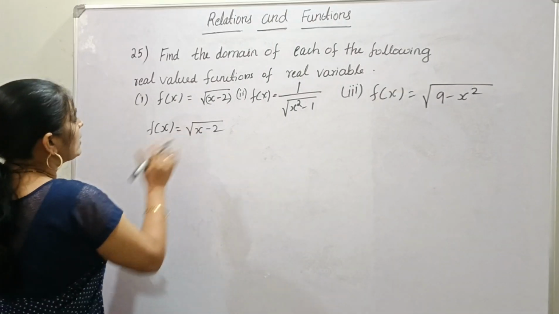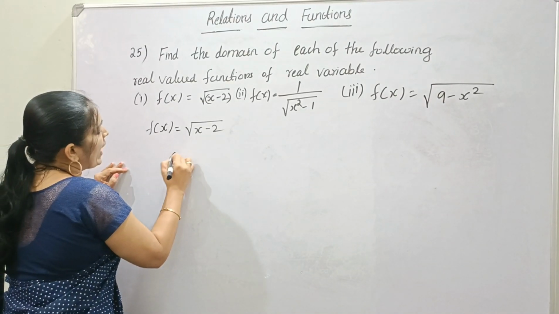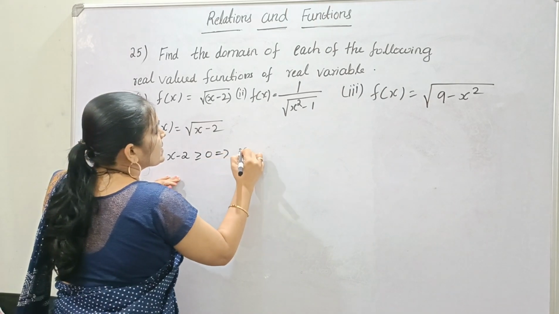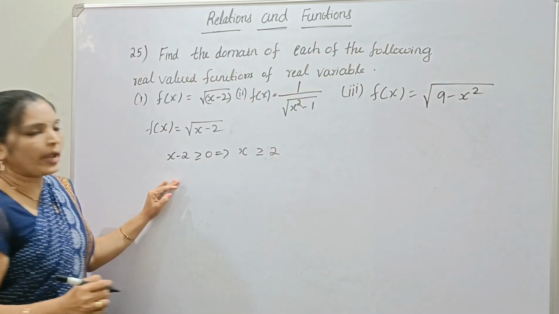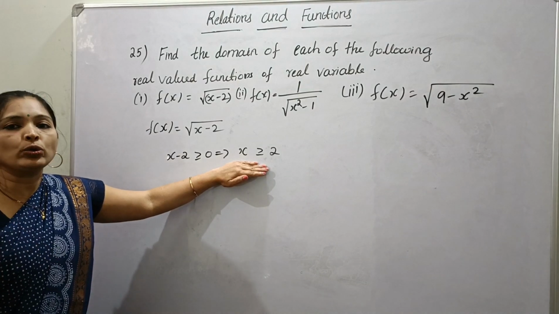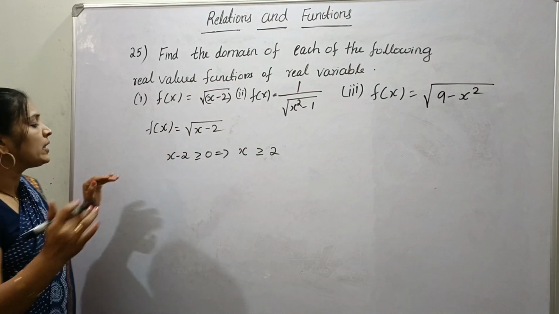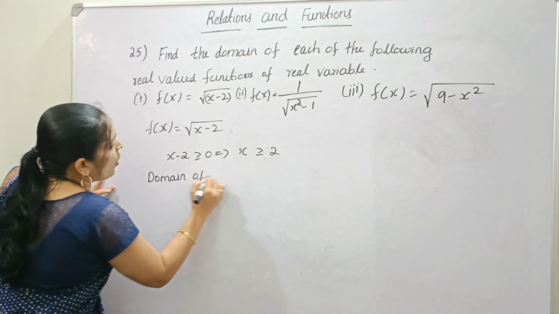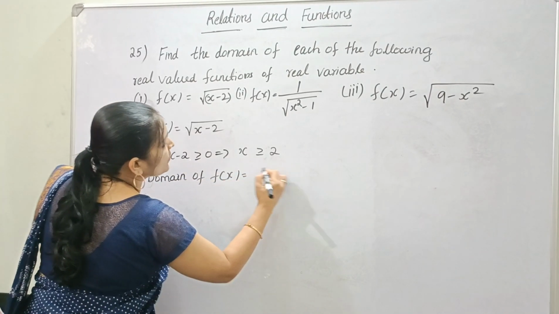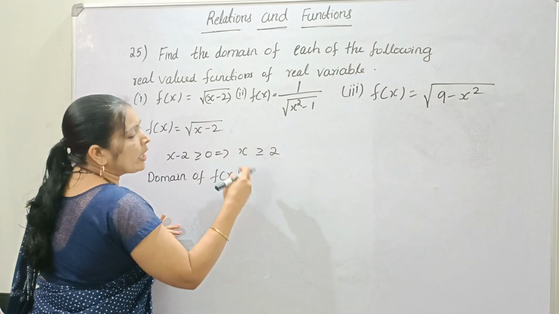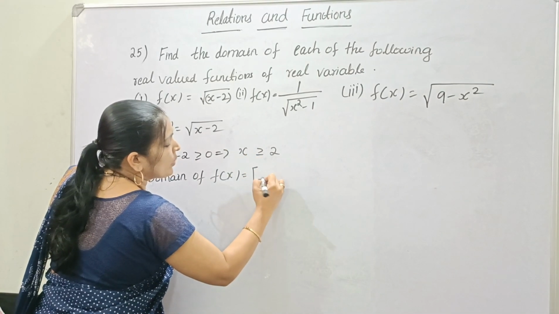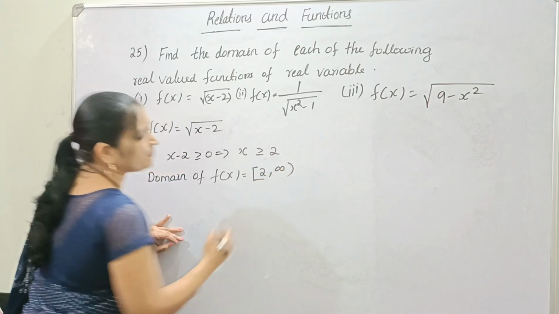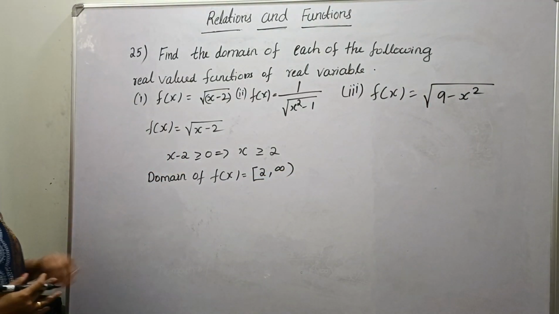So here this function is defined only for x minus 2 greater than or equal to 0. That implies x greater than or equal to 2. Only for x greater than or equal to 2 this function is defined. Therefore, domain of f of x is x greater than or equal to 2. So 2 is included. So closed bracket 2 to infinity. It is the domain of this function.